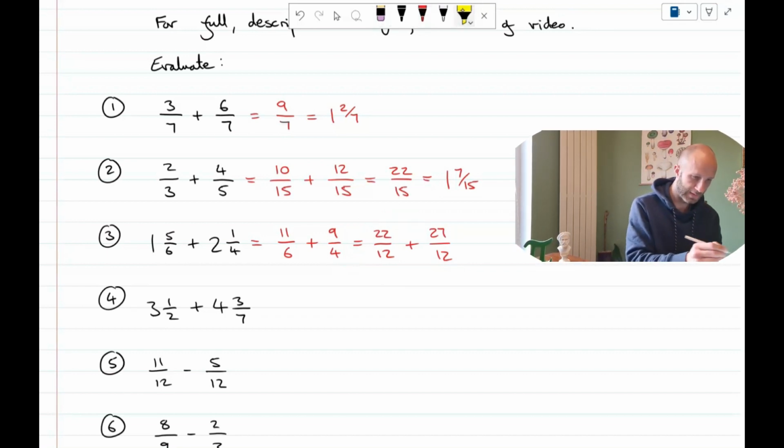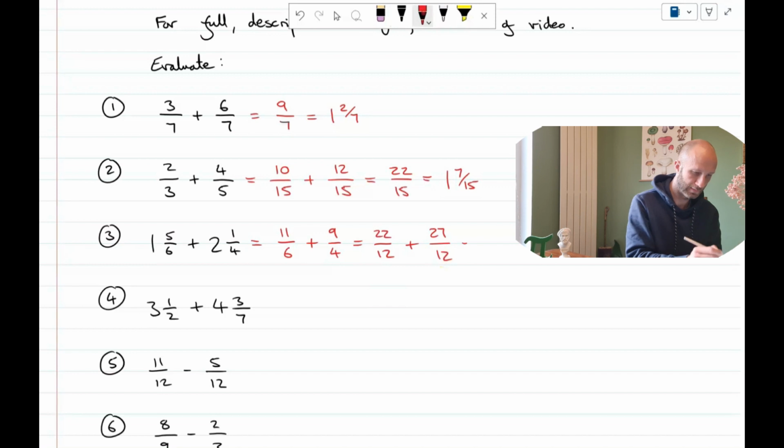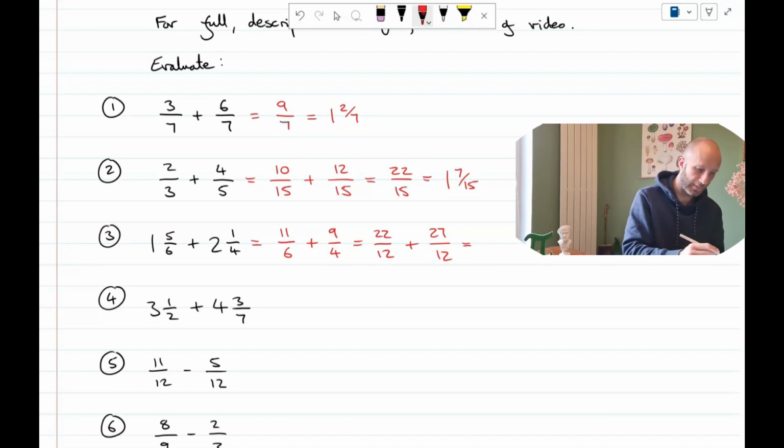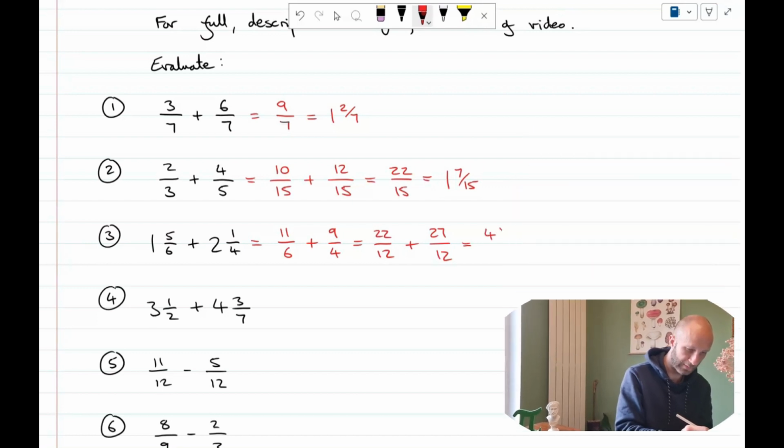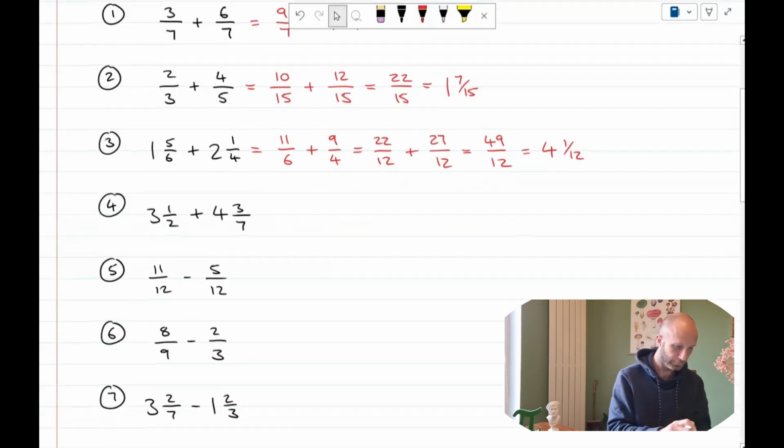Notice this gets our numerators exactly the same, 12 and 12. So now we can just add the tops. The denominators are the same, like I said, so we add the numerators at the top. We'll get 22 plus 27, which is 49 over 12. And then to convert, 12 into 49 goes 4 times. 12 times 4 is 48, with 1 left over, so 4 and 1/12.